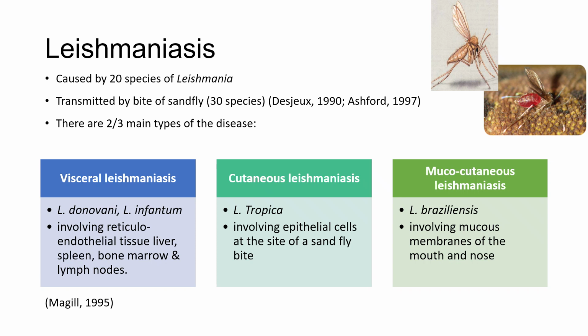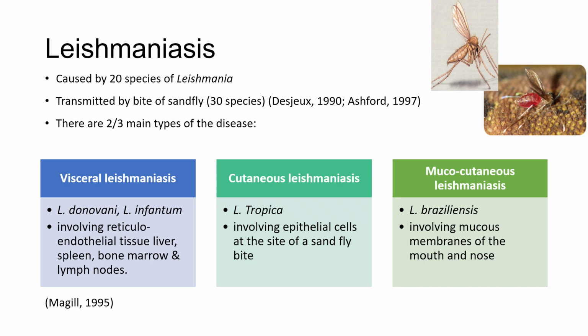It is almost brown in color, and when it is blood fed, you can see the tummy of the sandfly is actually filled with blood. Since there are so many types of leishmaniasis, we can divide them into 2 to 3 main types of the disease. I say 2 to 3 because some literature says there are only 2 types, and some categorize it into 3 types. The most common types are visceral leishmaniasis and cutaneous leishmaniasis.